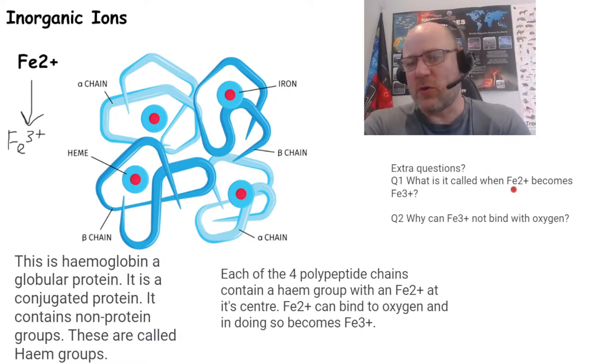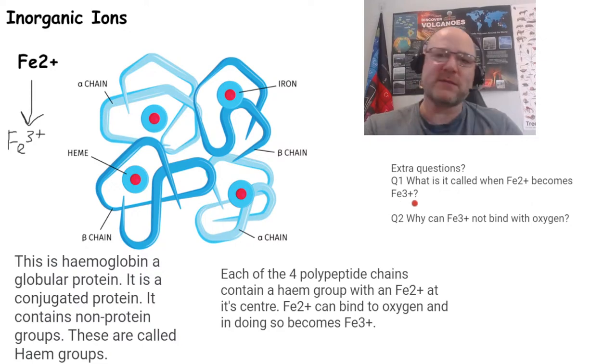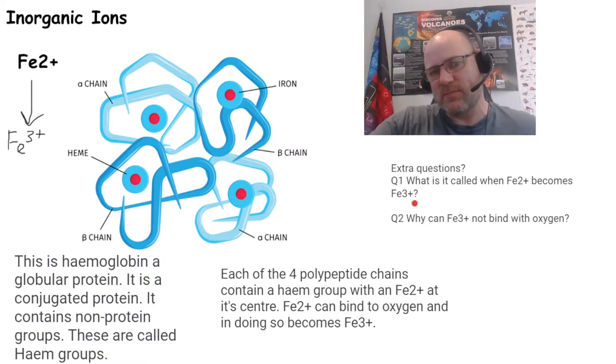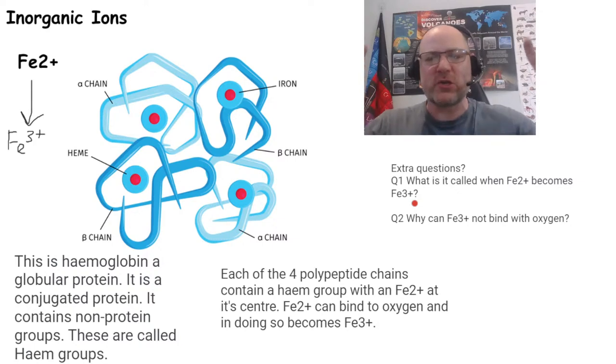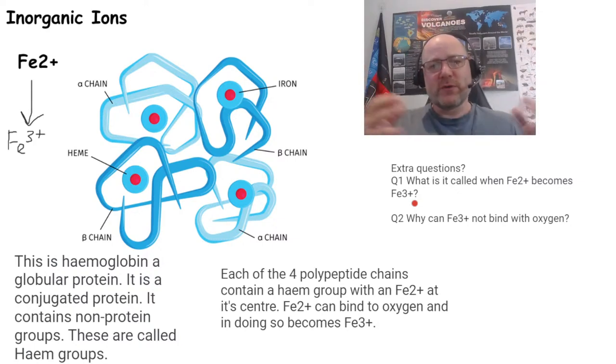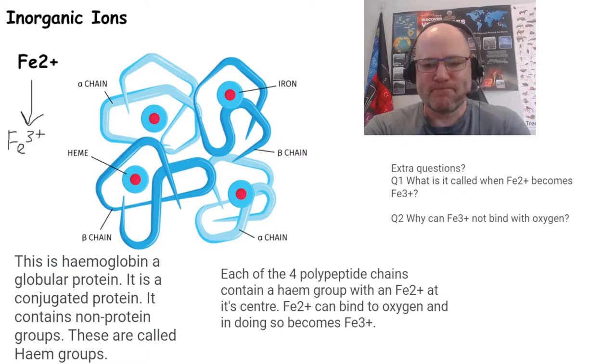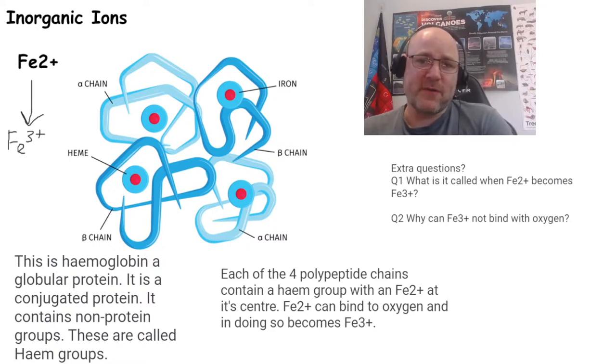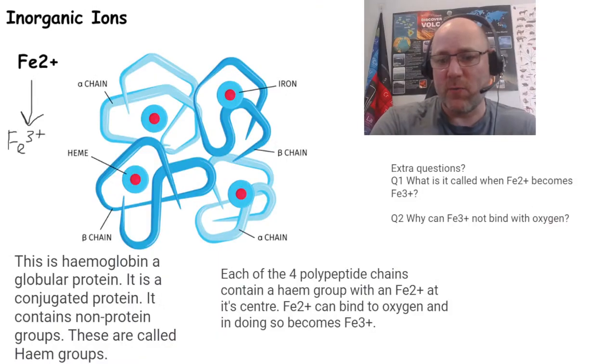So what is it called when Fe2+ becomes Fe3+? Little extra from your GCSE chemistry days. If you've gone from 2+ to 3+, you've lost an electron. Do you remember the terminology OIL RIG? What does that mean? So if you got that right, well done. OIL RIG. If you lose an electron from Fe2+ to Fe3+, you've been oxidized. So well done if you got that right.